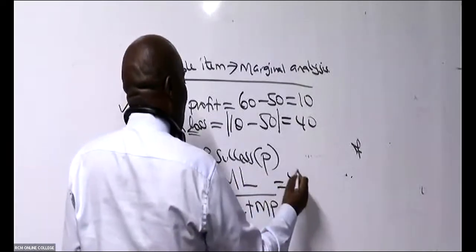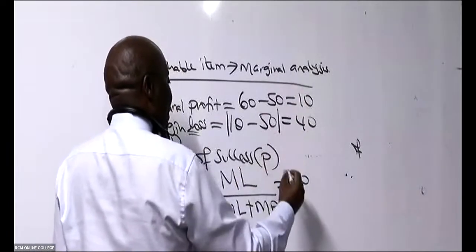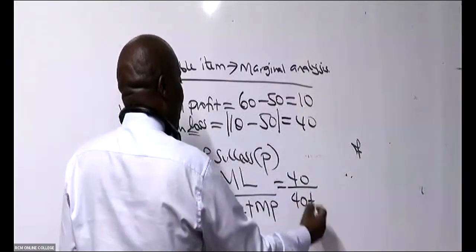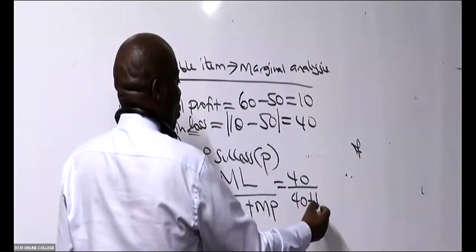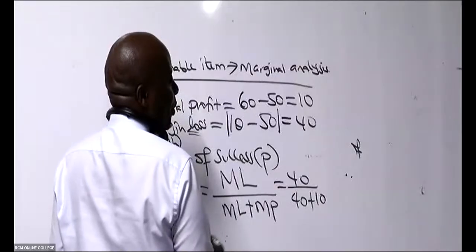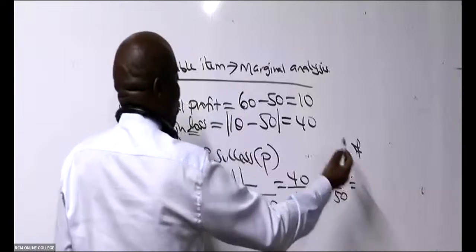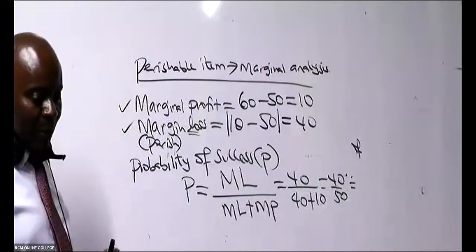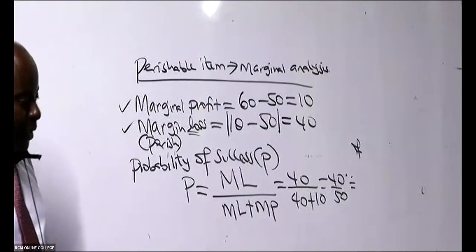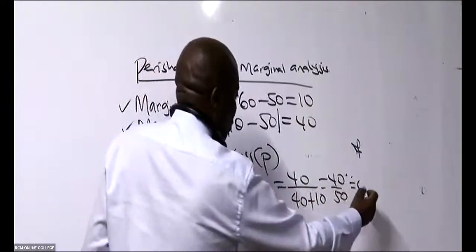It is 40 bob. Don't use the negative. Ignore the negative, ignore the sign. All over 40 plus marginal profit of 10. So then this will be 40 over 50, which will end up giving us what probability there? 0.8. So this gives us 0.8.